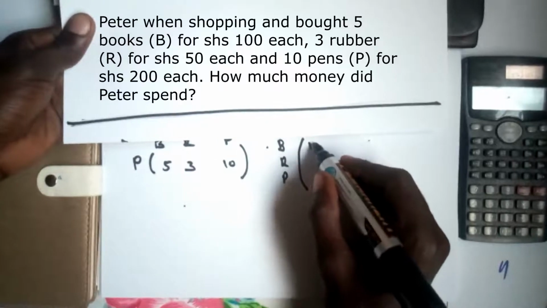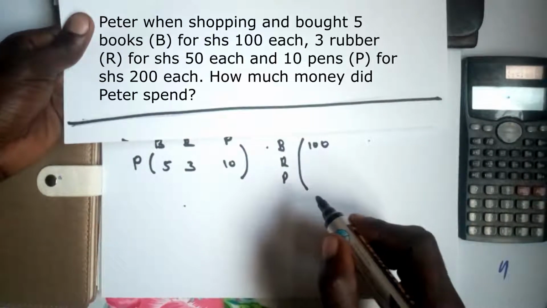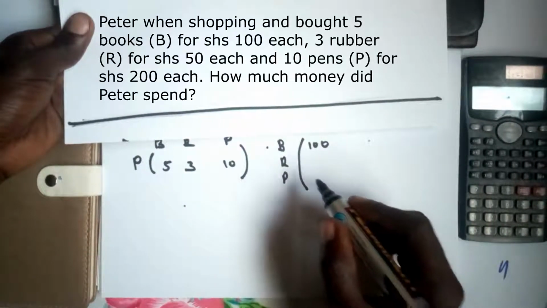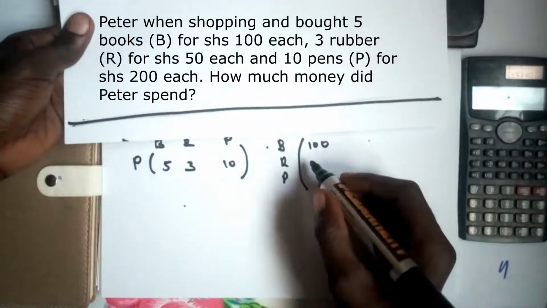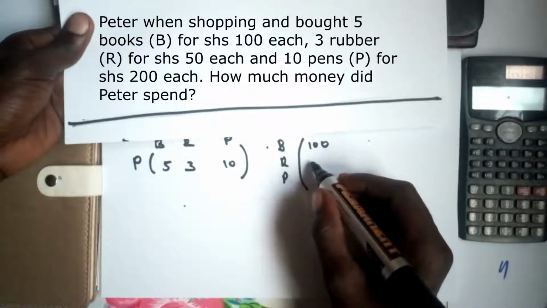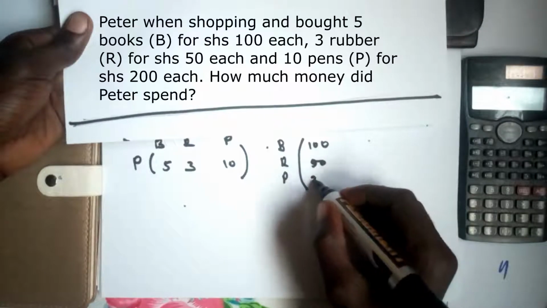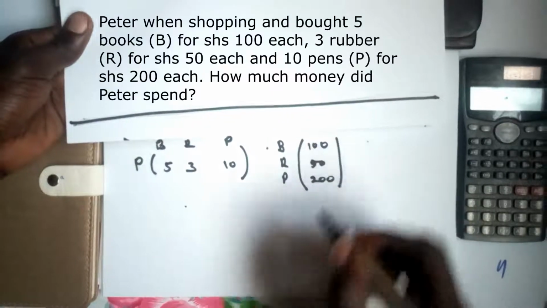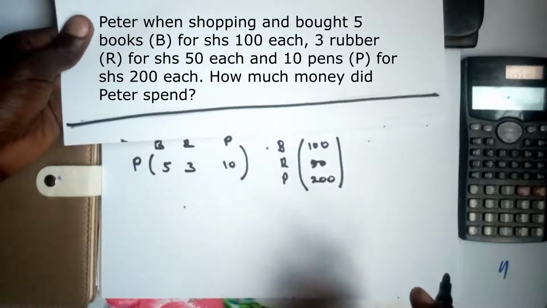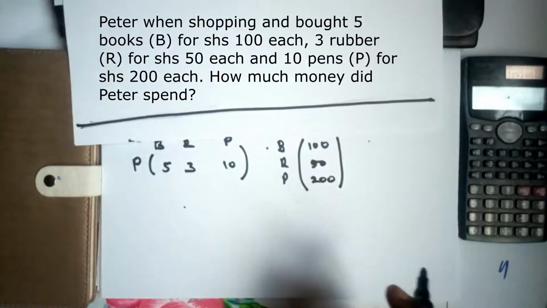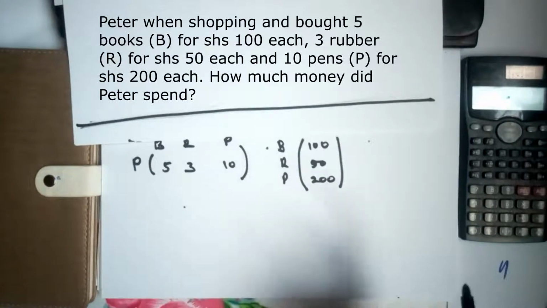For books, it is bought at 100. For rulers 50, and for pens we are having 200 shillings. The question is, how much money did Peter spend?